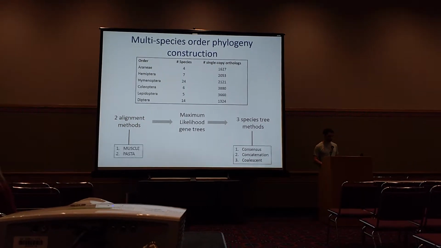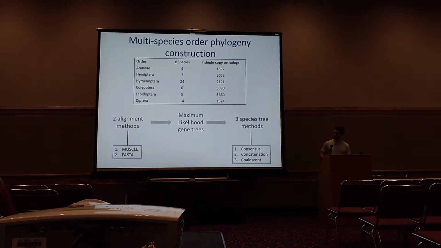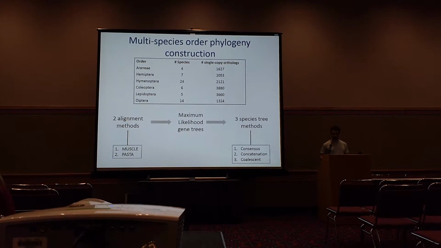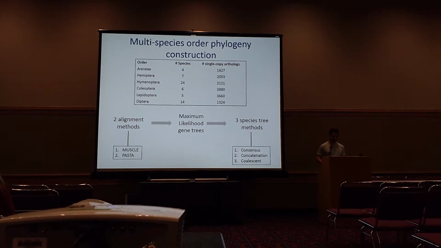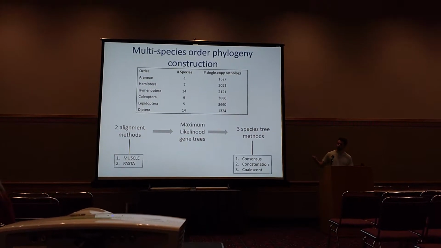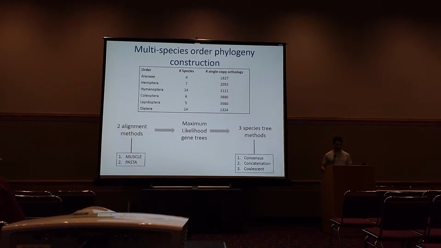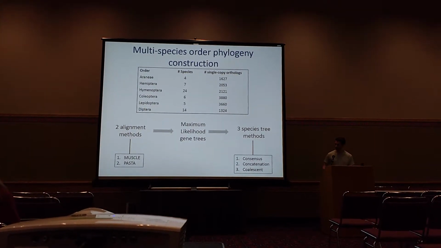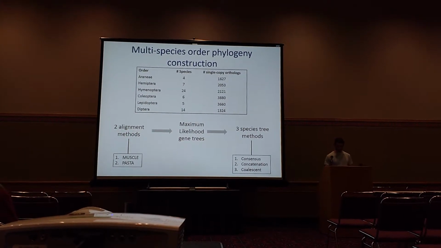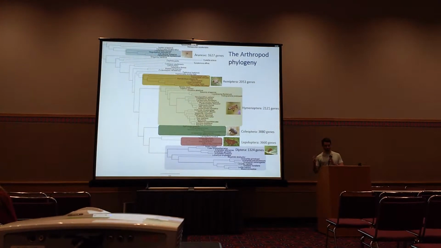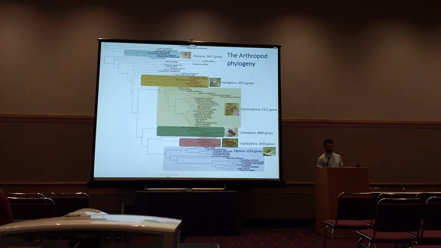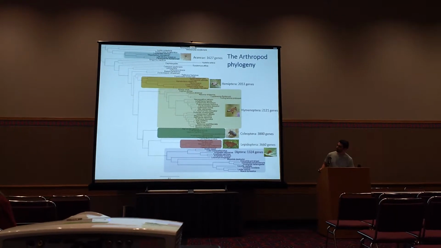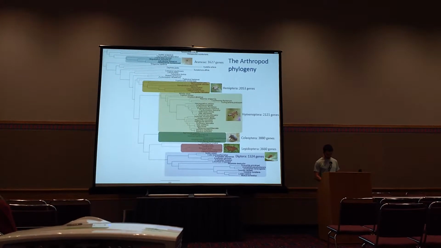So with the backbone phylogeny in hand, we set out to construct the 6 multi-species order phylogenies. To do that, we just took single copy orthologs within each order and did the same 6 species tree methods as before. When we take those order trees and paste them onto the backbone tree, we get the full 76 species arthropod phylogeny.